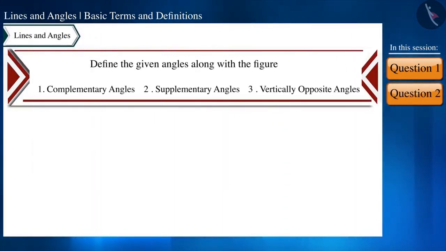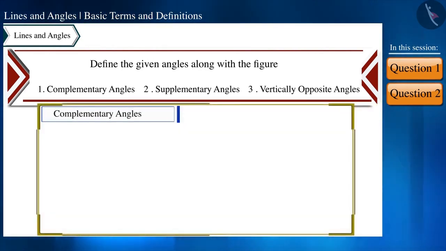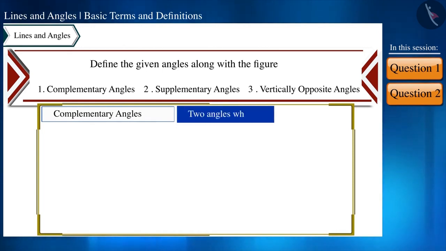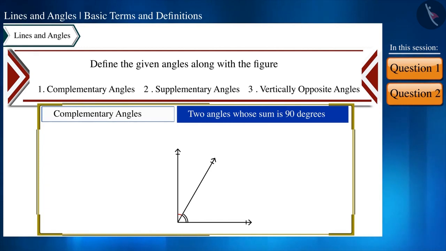Define the given angles along with the figure. First of all, complementary angles, whose definition is like this. If the sum of two angles is 90 degrees, then we call such angles complementary angles.